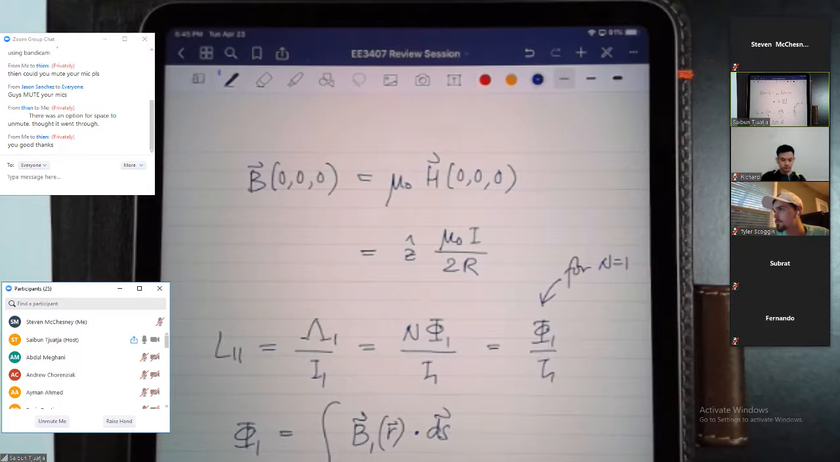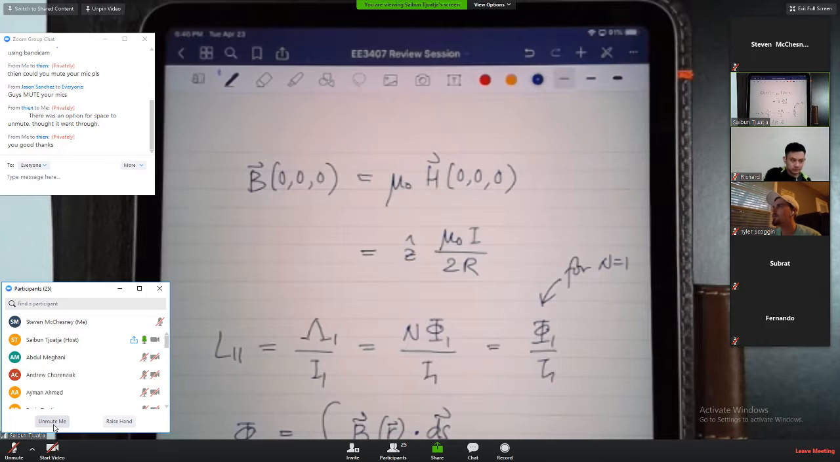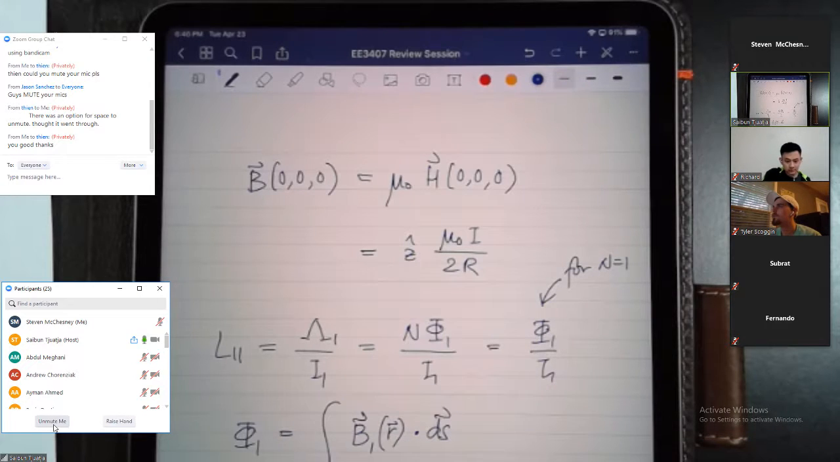At any location here, B1 is a function of whatever r value and phi. And dS, then you have the dot product. What is dS? dS is the unit surface, dotted with r, whatever the r distance is.